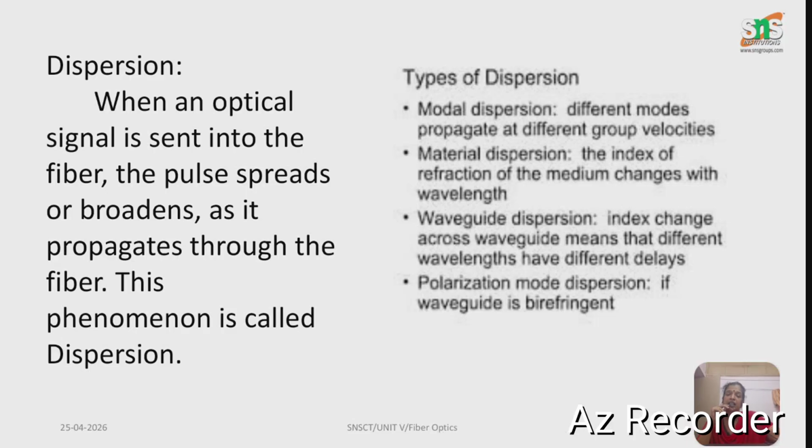And then another attenuation is called dispersion. When the optical signal is sent into the fiber, in the output the pulse can be spread or broadened, so this is called dispersion. Here we have different types of dispersion, that is modal dispersion, material dispersion, and then waveguide dispersion, and then polarization dispersion is there.